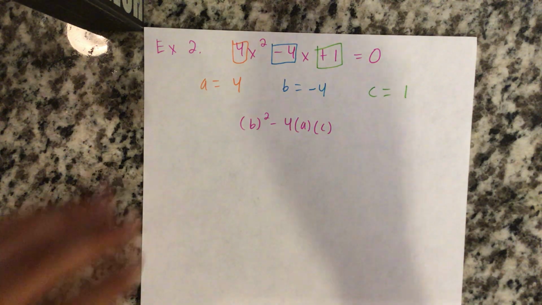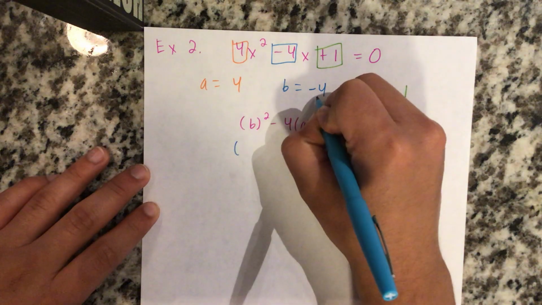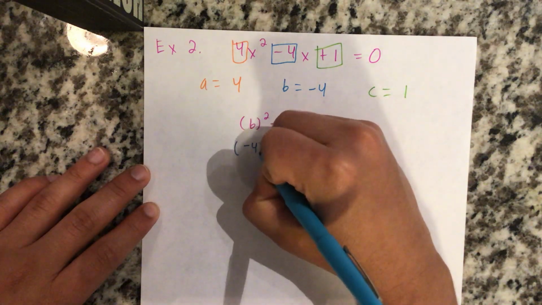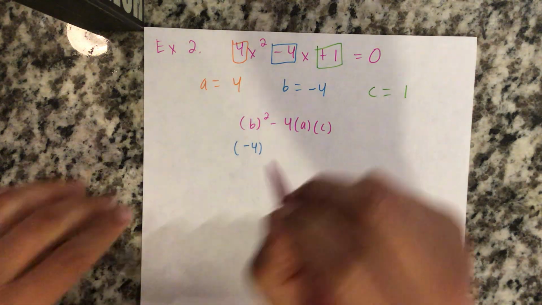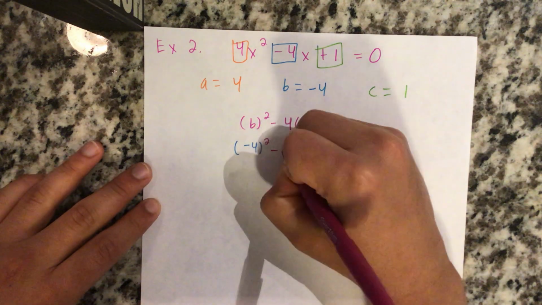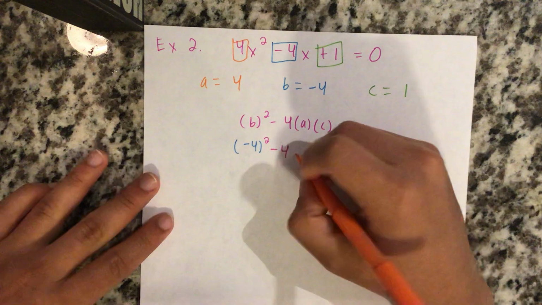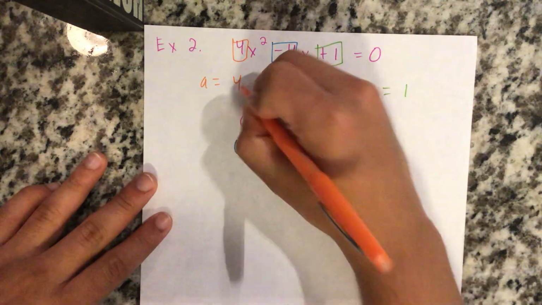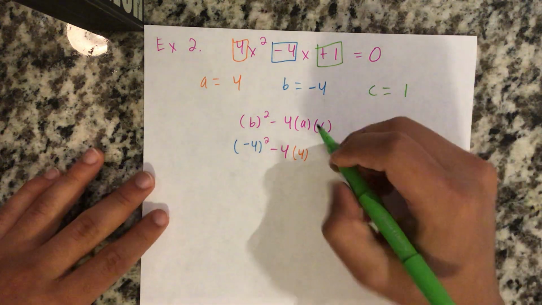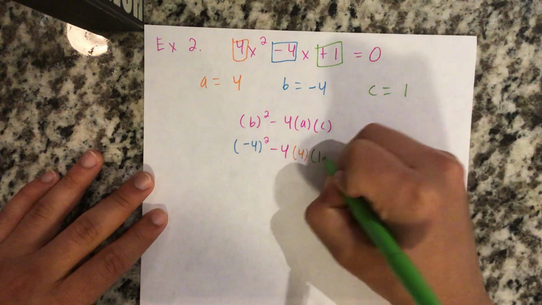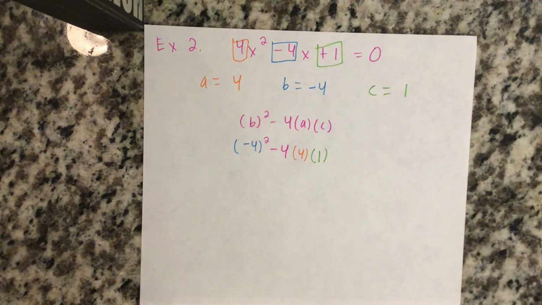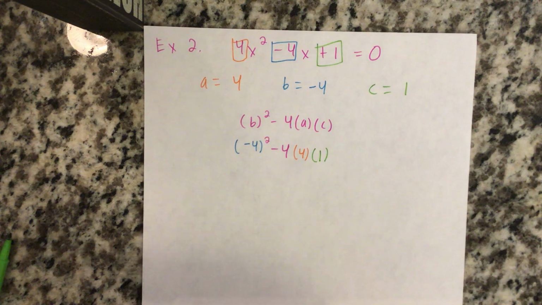So instead of B, I'm going to put parentheses, my B. So negative 4 squared. Minus 4 stays the same every time. But instead of A, I'm going to put a positive 4, because that's my A. And then instead of C, I'm going to put my C, which is 1. Okay? So again, you can use the calculator. I'm just going to do it by hand because it's not that bad.